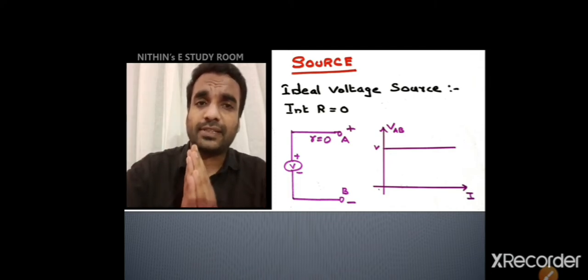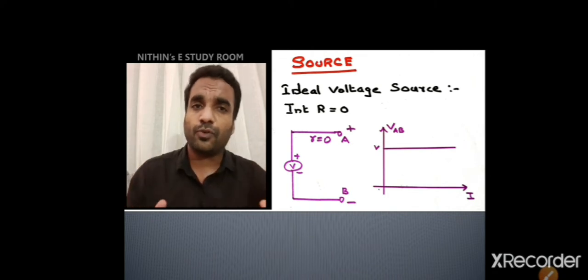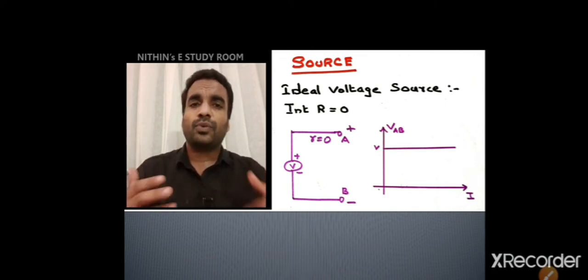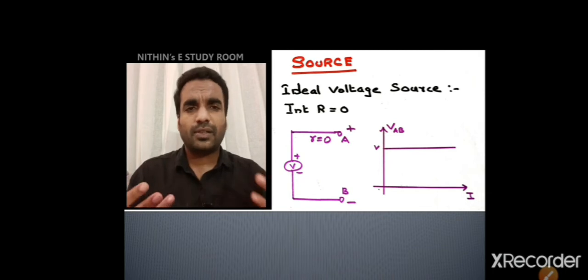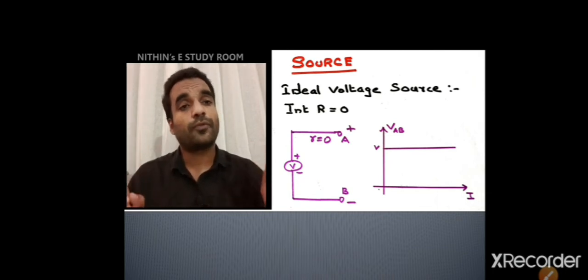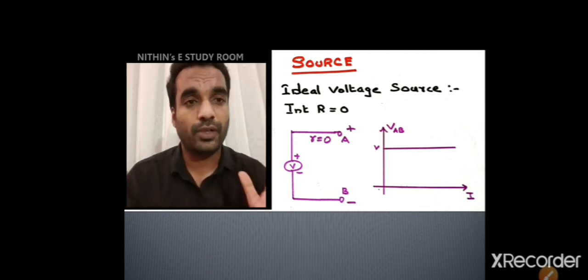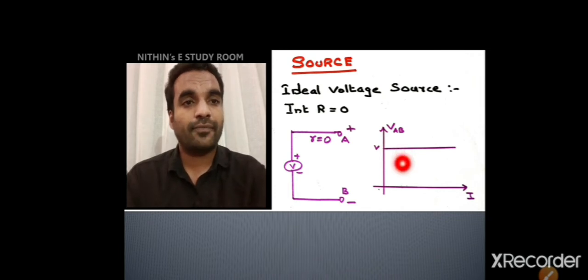If we are considering the case of a battery with 1.5 volts, whatever may be the load you are connecting, its output voltage will always be 1.5. Now we can see the graph. Here it is a graph.